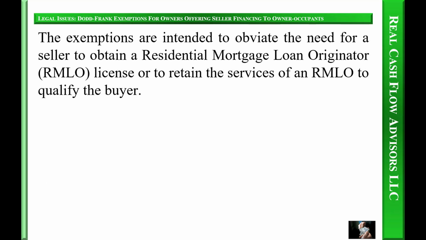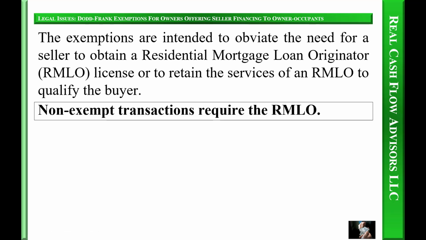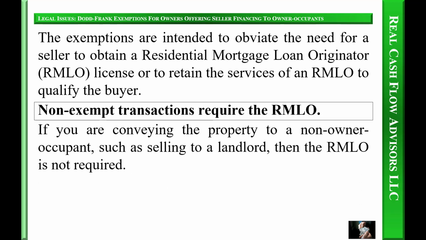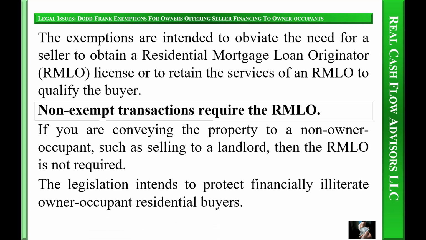The exemptions are intended to obviate the need for a seller to obtain a residential mortgage loan originator, RMLO, license, or to retain the services of an RMLO to qualify the buyer. Non-exempt transactions require the RMLO. If you are conveying the property to a non-owner occupant, such as selling to a landlord, then the RMLO is not required. The legislation intends to protect financially illiterate owner-occupant residential buyers.